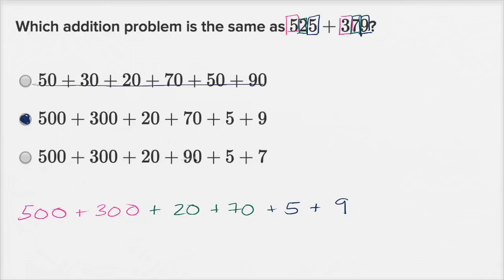This last choice breaks down. They wrote 90 instead of 9, and then they wrote 5, and then they wrote 7 instead of 70. That 7 is in the tens place. It's not in the ones place. We ruled that one out as well.